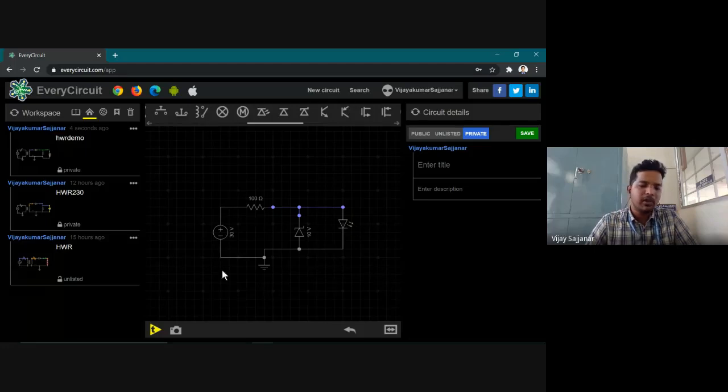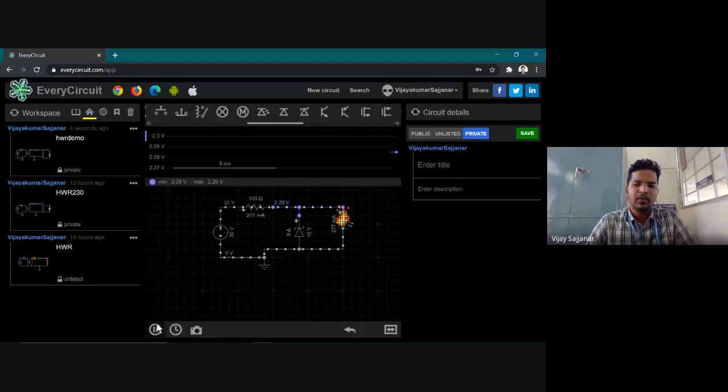So at 10 volts it will burn out. But just for learning purpose, let's observe. The diode is burning out. Means we cannot expect the diode to run at 10 volts. It is burning out. Means the circuit is damaged.